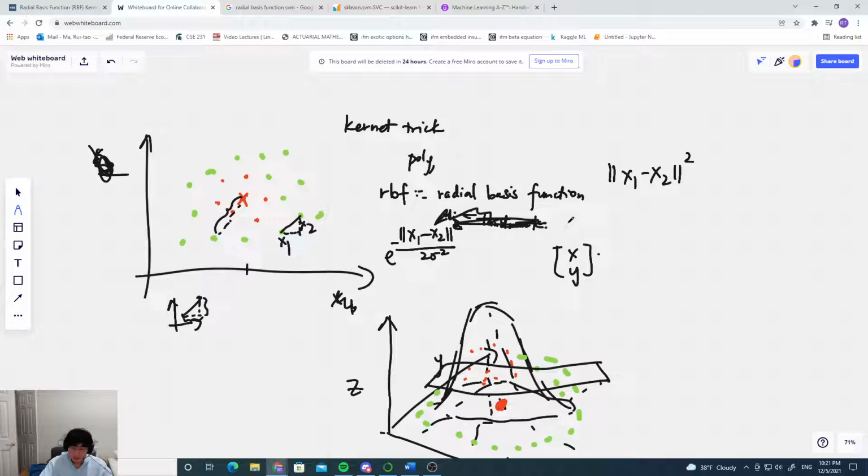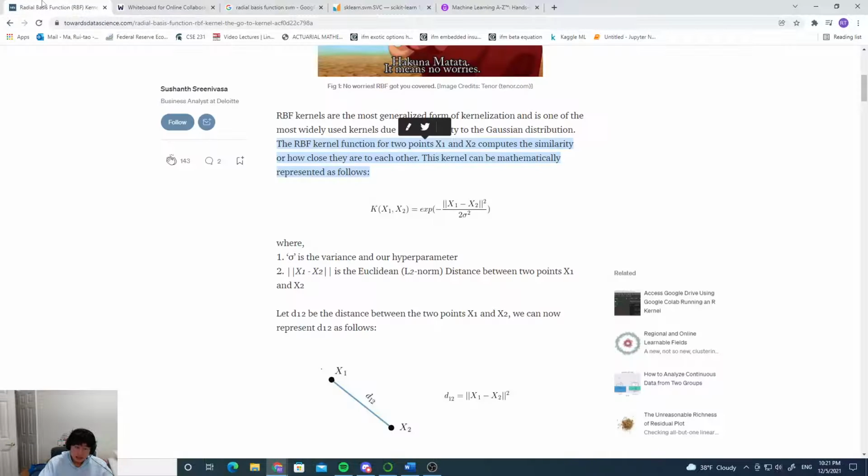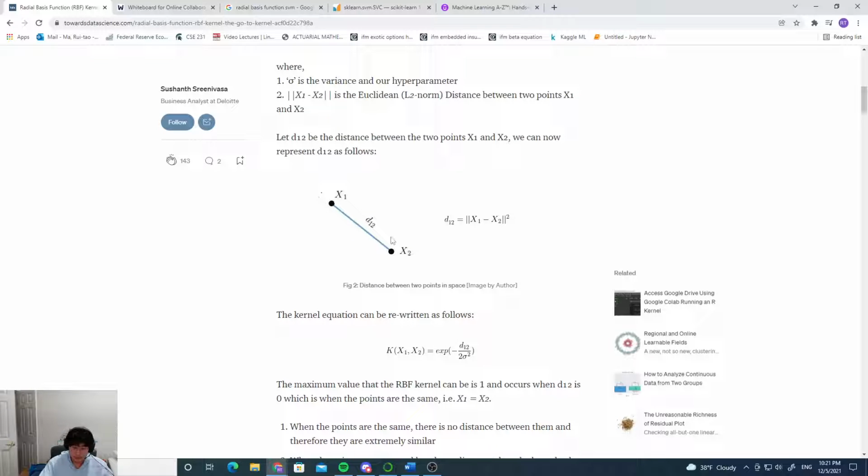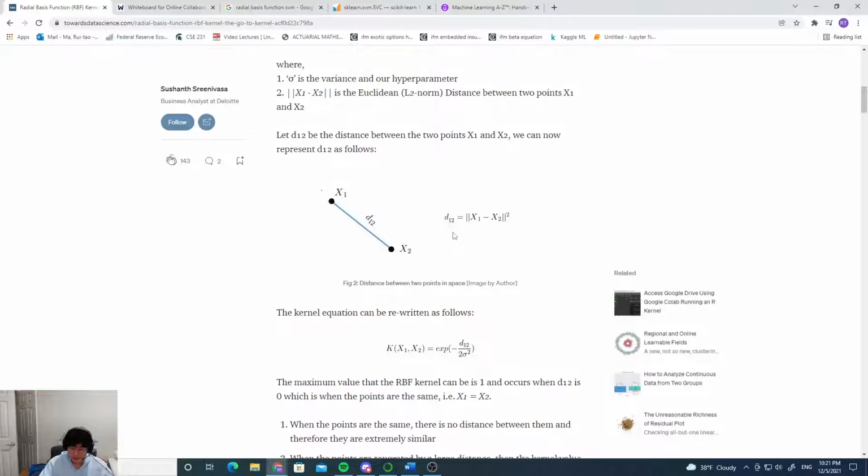Okay? So this is what this is, and then we divide this by 2 sigma squared, and then e to the power negative of that. This sigma parameter is changeable. You can adjust this and things will change, and I'm going to show you exactly what's going on. So this explains it. Like I said, it's just the distance between two points, and they denote it as d12.